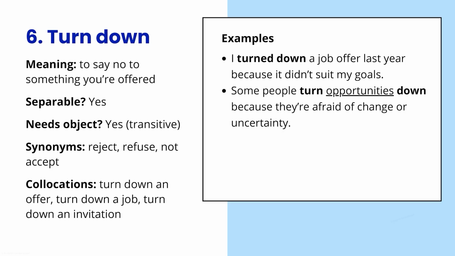Some people turn opportunities down because they're afraid of change or uncertainty. So you can see here we've got the turn, then we've got opportunities, and then we've got down, which is the last part of the phrasal verb. So turn down is a really useful phrasal verb when you want to talk about when you say no to something like a job or an invitation.